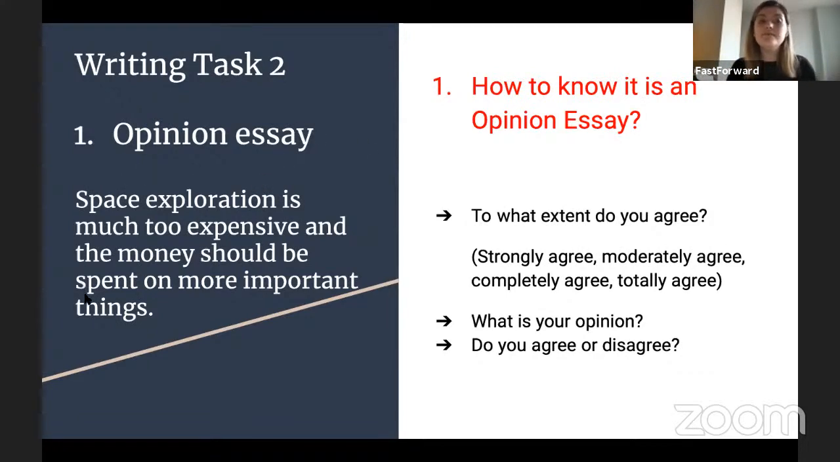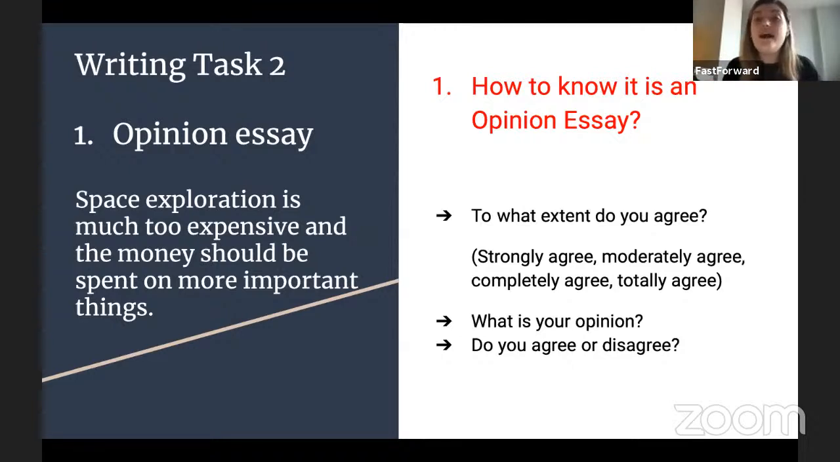So you will receive some sort of a topic like that. And after this topic, you will get your main question, right? And according to your question, you need to identify what type of essay it is going to be. So let's say you've got something about space exploration, which is a very typical topic for Writing Task 2 in your IELTS test. Please make sure that you check it out before you take your test.